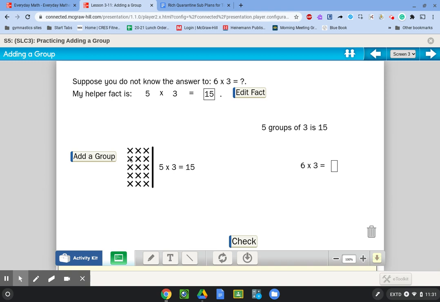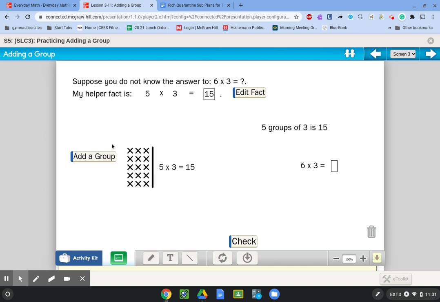5 rows and 3 in each row. Remember, the first number is always how many rows you have. Second number is how many items in each row. So now all we need to do is add a group, right? We have 5 groups of 3. We want 6 groups of 3.